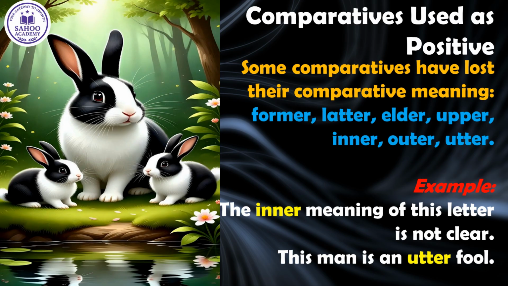For example, the inner meaning of the letter is not clear. Here inner does not compare two meanings. It simply means the hidden or deeper meaning. Another example, the man is an utter fool. Here utter means complete or total. It is not comparing him with anyone. So remember, these words may look like comparatives, but they are often used as simple adjectives.